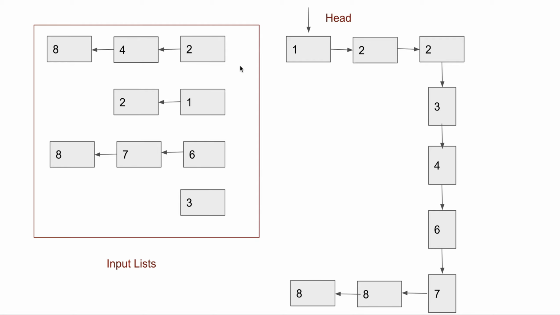Here as an input we are given 4 lists. The first list contains elements 2, 4 and 8. The second list contains 1 and 2. The third list contains 6, 7 and 8 and the last list contains 3. So we have to merge all these elements together and return a result list which is also sorted. As you can see in the result, the head element 1 comes from the second list. The second element 2 comes from the first list, and then again 2 comes from the second list.